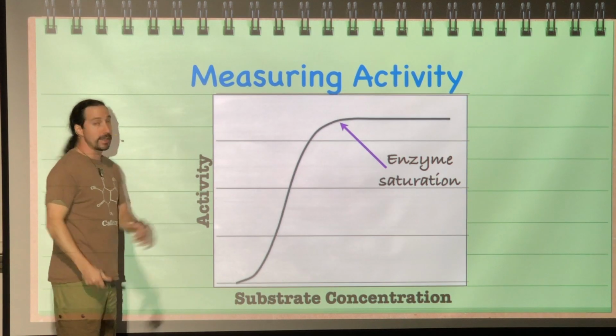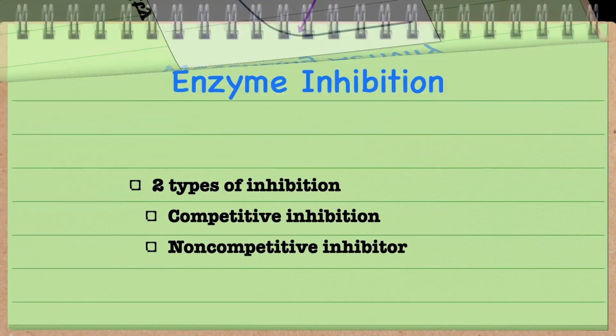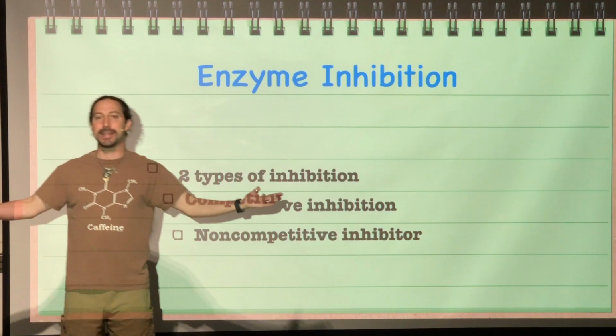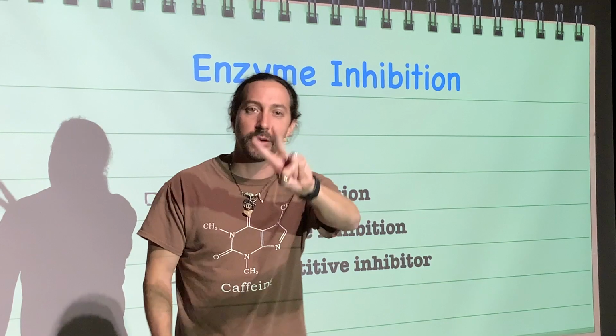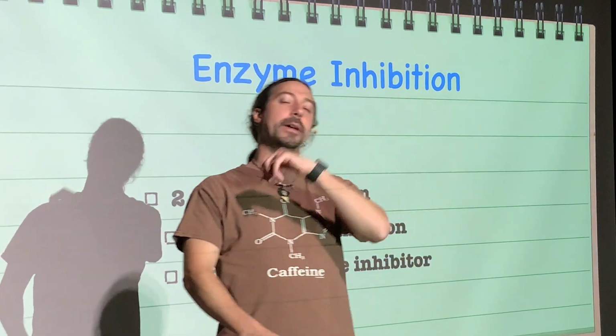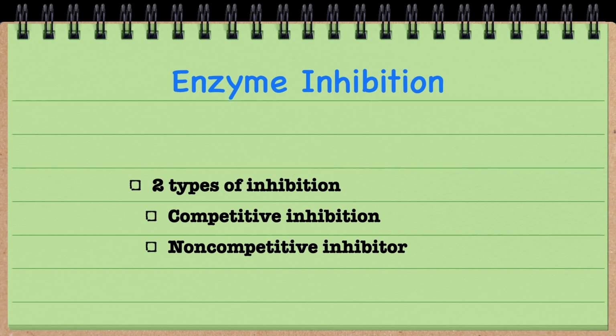So that is the different ways of measuring activity. And now we're looking at inhibition. What is inhibition and how does inhibition actually work? Well, there are two types of inhibition. There's competitive inhibition and there is non-competitive inhibition. So let's check that out.